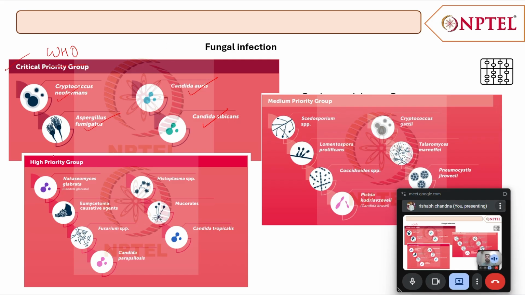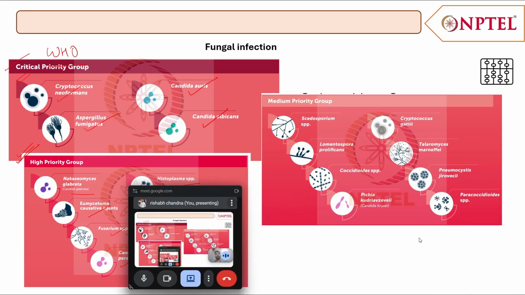Then we have the high priority group that includes Candida glabrata, Histoplasma species, and Eumycetoma causative agents. Then we have Mucorales, Fusarium species, Candida tropicalis, and Candida parapsilosis. So these are the high priority groups. After the critical priority groups, which must be taken care of immediately in developing therapies, these high priority groups are growing in the number of diseases they cause. So the next priority is given to these.